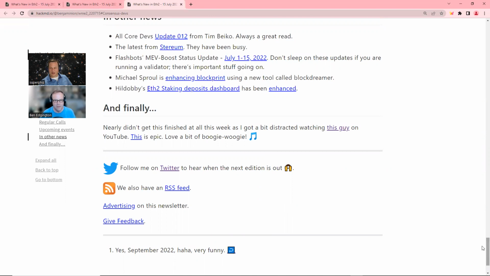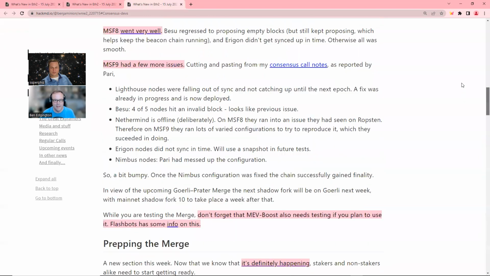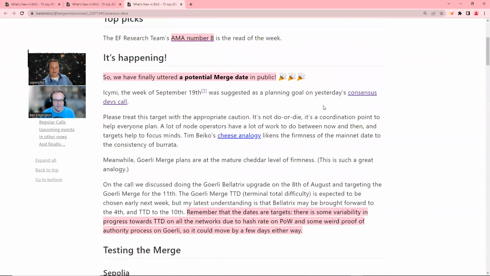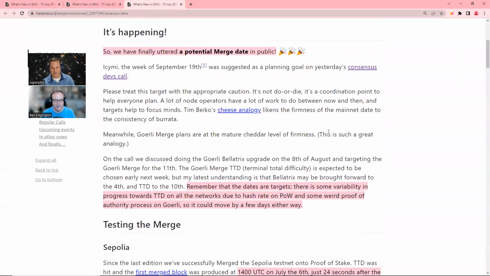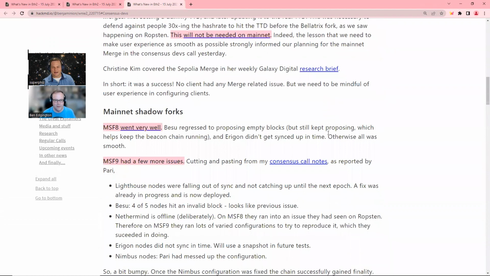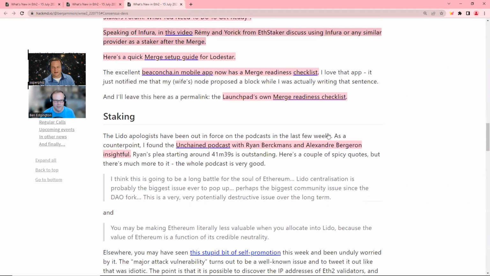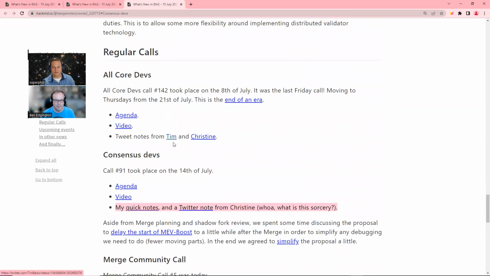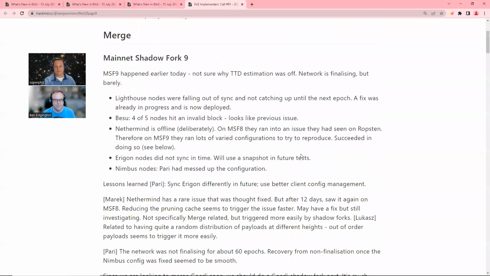What are you looking for? I was looking for your notes from the call. I was going to scroll to that timeline, but it didn't go where I thought it would. If you go further down, they are linked to towards the end, and then I've got the regular calls section. Oh, you mean all the way down to the notes? Yeah, you should be able to click through. Notes from Tim. There, keep going. Consensus devs, my quick notes. That's it. Yep, okay, sorry, that's what I was looking for.